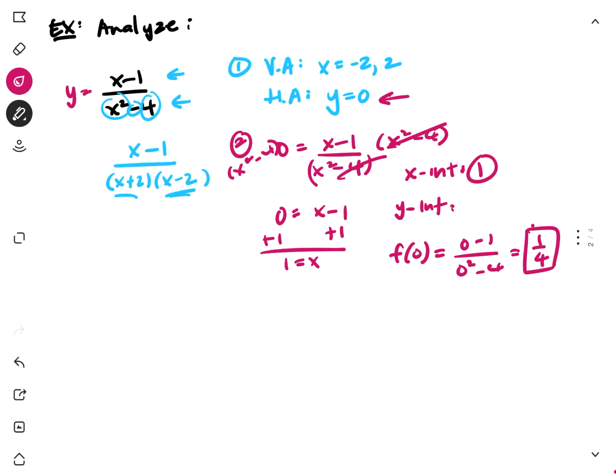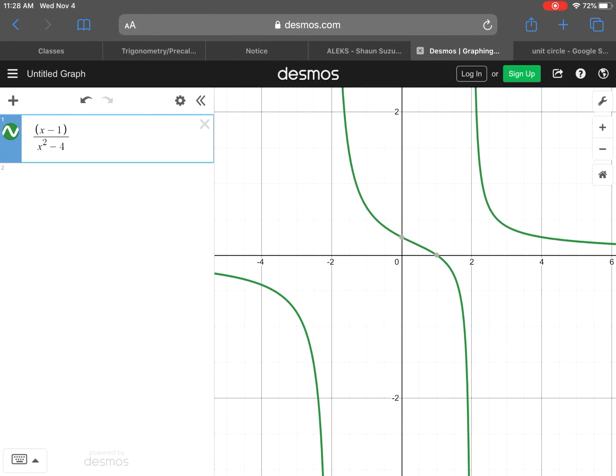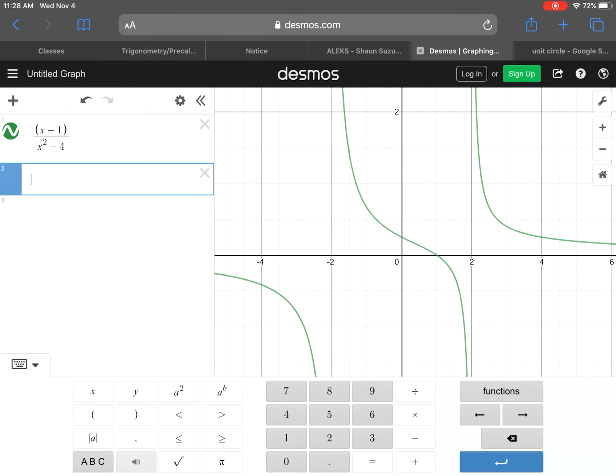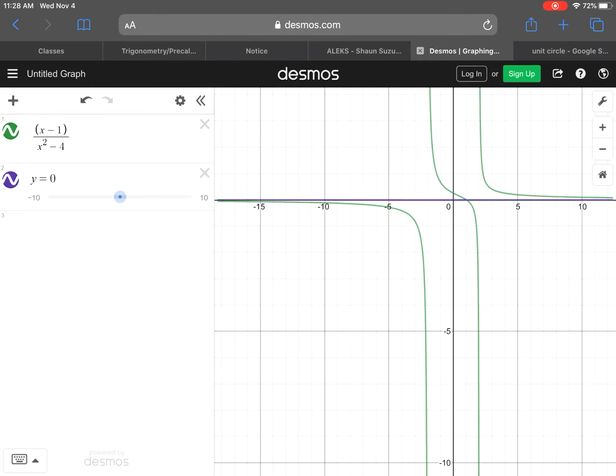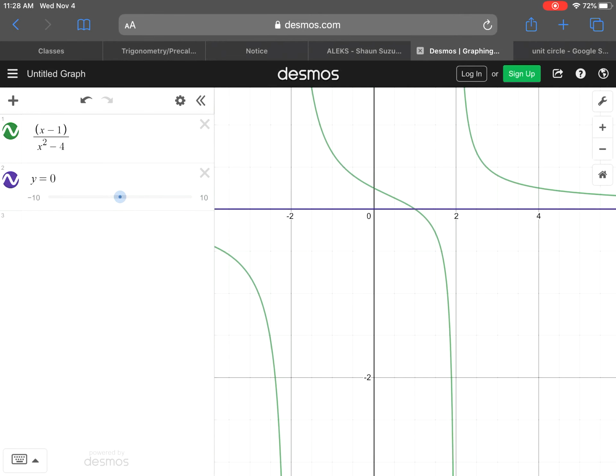Okay, so let's check our horizontal asymptote. If it helps you, you guys can draw these asymptotes in. So if I say y equals 0, we can see that this gets closer and closer to that line. The green gets ever and ever closer to the purple line.